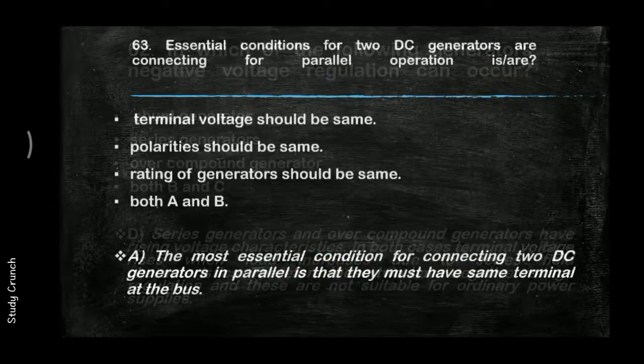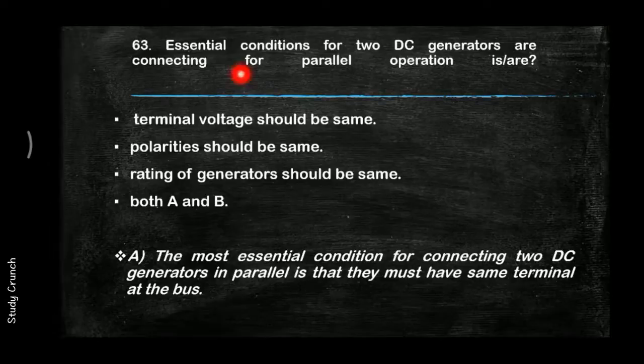Next, the essential condition for two DC generators connecting for parallel operation is or are. So the answer is the terminal voltage should be same, that is A. We know that this is the most essential condition.